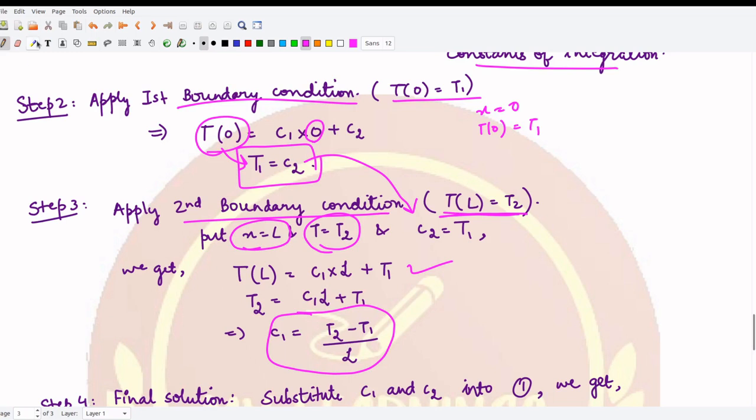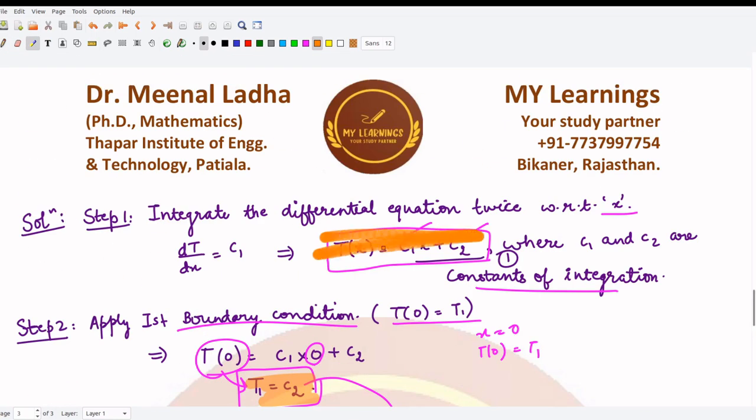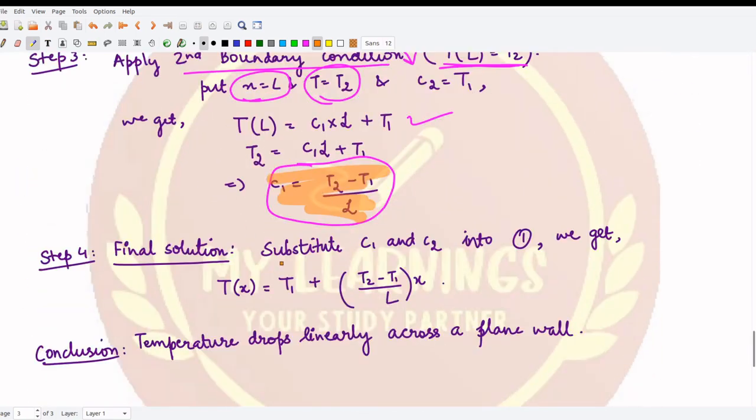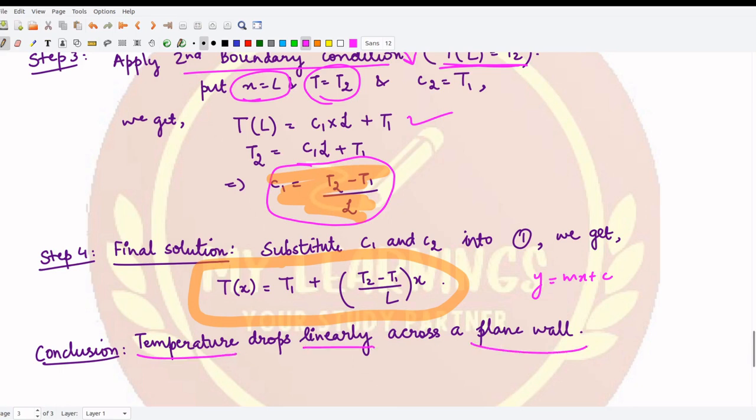So finally, substituting both of these constants C2 and C1 in our solution T(x) equals C1x plus C2, we get T(x) equals T1 plus (T2 minus T1) upon L times x. Now what does it tell you if you look at this? This is simply a linear equation, y equals mx plus c kind of. So it tells you that the temperature across that wall drops linearly when we are talking about thermal conduction.